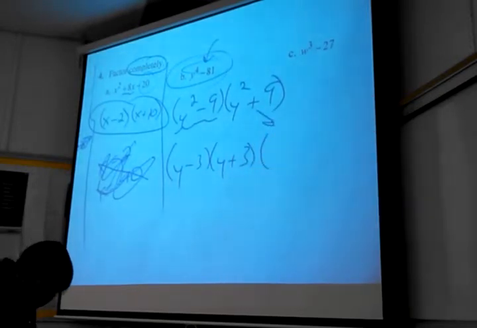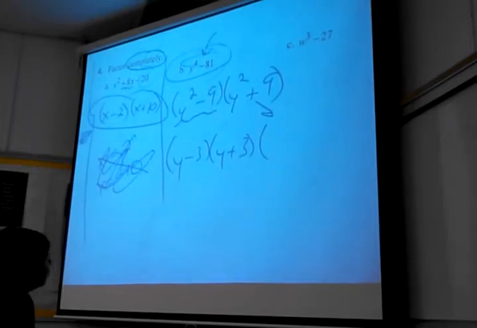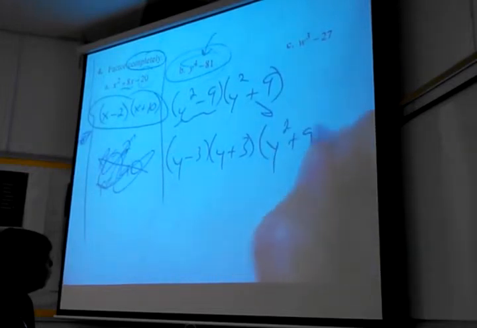This one I cannot factor, because there's no way to make the middle term disappear and make the last term positive. Because the only way real numbers can add to be 0 is if they are different signs. But when we get to complex numbers, we'll actually be able to factor that. But we're not there yet. So right now, we leave that one alone.